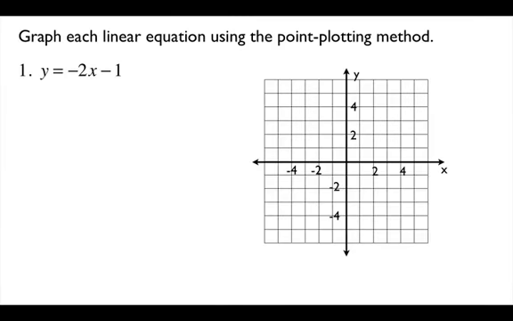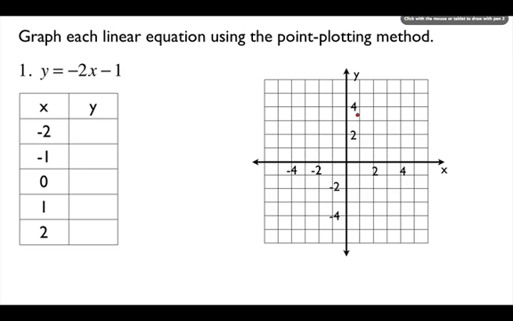So here's one. It says graph each linear equation using the point plotting method. Here's the linear equation you're going to be working with, y equals negative 2x minus 1. Basically we're going to be using a t-table. You're going to provide the x values, and I'm using negative 2, negative 1, 0, 1, 2, because those are easy values to work with.